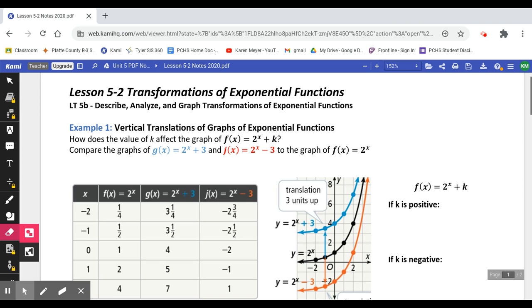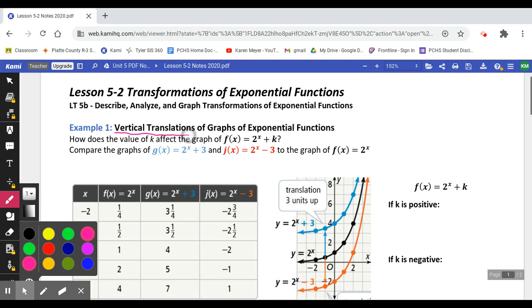In the second lesson for Unit 5, we are going to talk about transformations of exponential function graphs. So the type of transformations we're going to talk about first, and example number 1, is called vertical translations. A translation means that you're going to slide your picture. And if we're sliding vertically, it means that we're going to slide it either up or down.